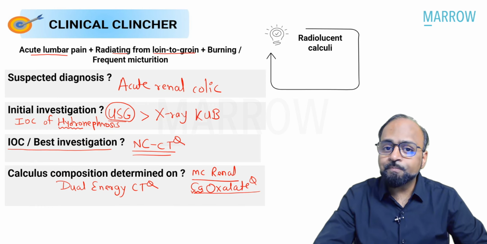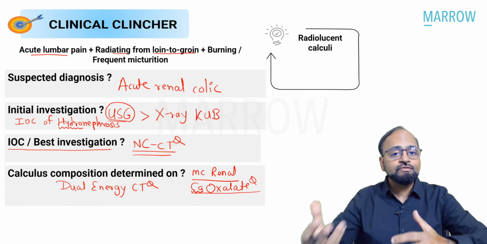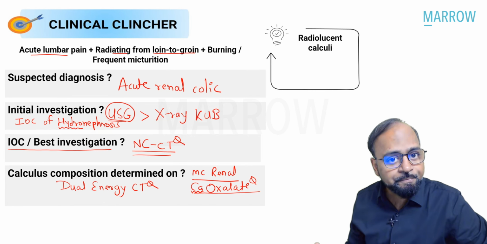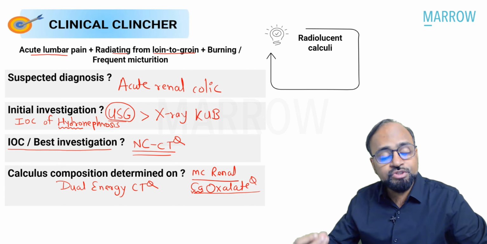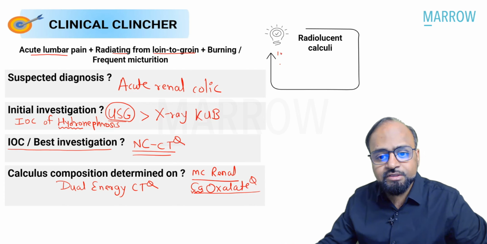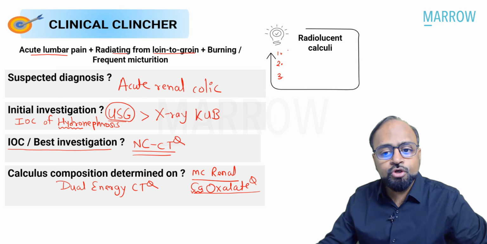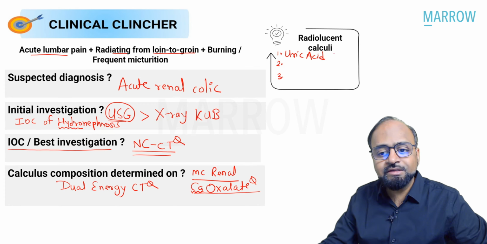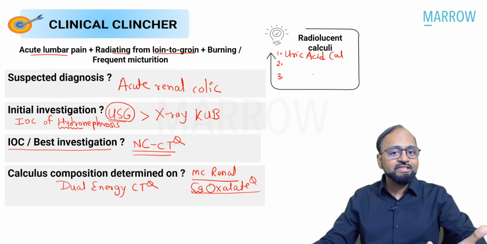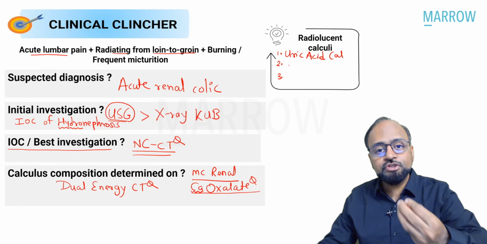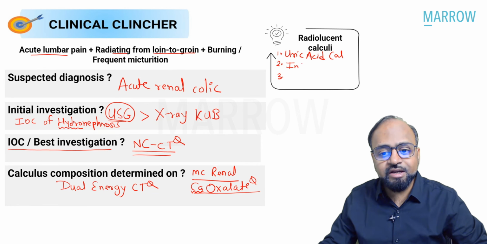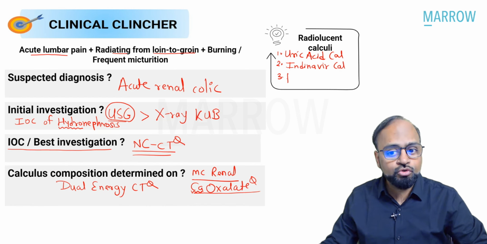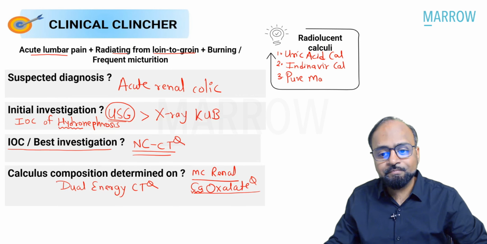Maybe the next time they ask you, suppose you do an X-ray, which of these calculi you will never see on an X-ray? These are radiolucent calculi. Three such calculus compositions I want you to know. The first radiolucent calculus is uric acid calculi, which will not be seen on X-ray. Second are medicine composition calculi, mostly indinavir, an antiretroviral drug. So indinavir calculi, and it could also be pure matrix calculi, which are radiolucent.